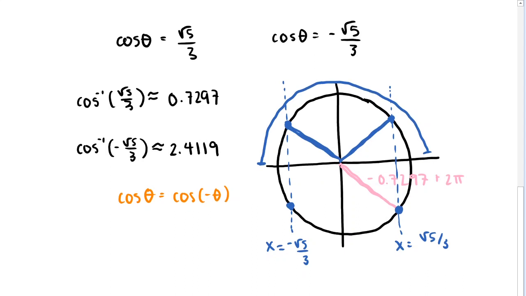And we can do a similar thing here, right? So this angle, at least one angle that brings us to this position, is the angle negative 2.4119 radians. And again, this is not an angle between 0 and 2 pi, but if I added 2 pi onto this angle, we would end up with an angle between 0 and 2 pi that brings us to this position here. And so here we've listed two of our angles, and we've found two of our angles earlier as 0.7297 and 2.4119.